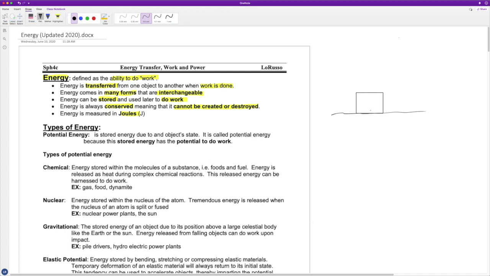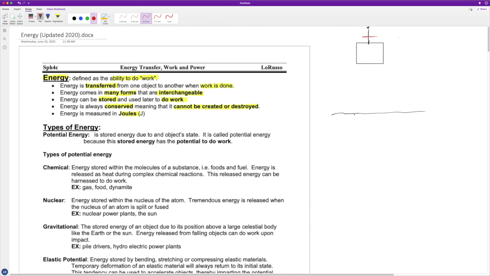Examples, if we lift this object up and hold it there, right? So let's say we tie it to a string and hold it up there. Right now, what we've done is we've stored this energy. This energy that we put into it is still there, and while it's held up by this rope, it isn't going to do anything. But if we cut this rope, we're going to get that energy back, and then it's going to start to move.